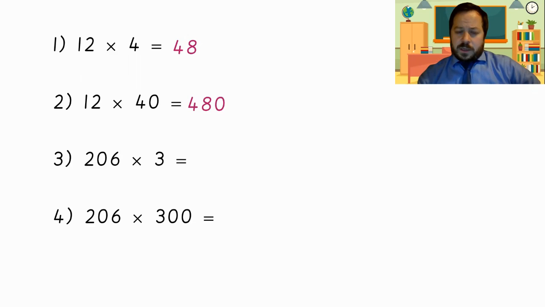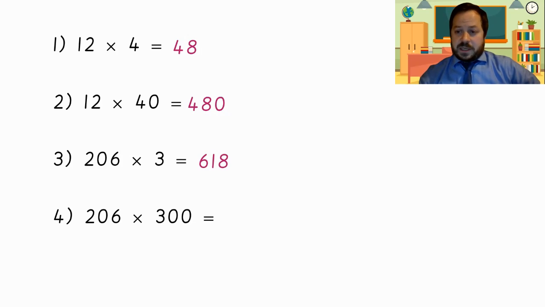Then we're going to go and do 206 times 3. Now you could use a method to help you, one of those methods for 3 digits by 1 digit. And you probably could do this in your head if you use that method. Just a few jottings to help you. And the answer, therefore, is 618.